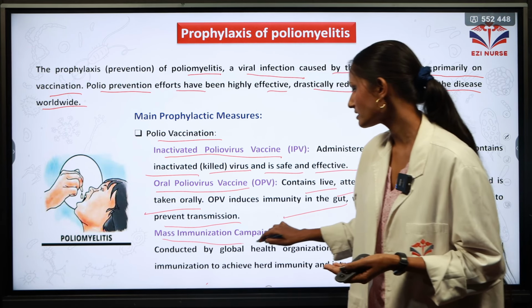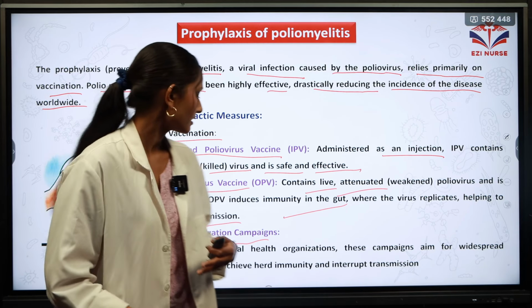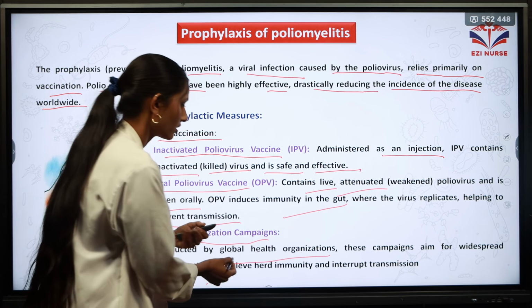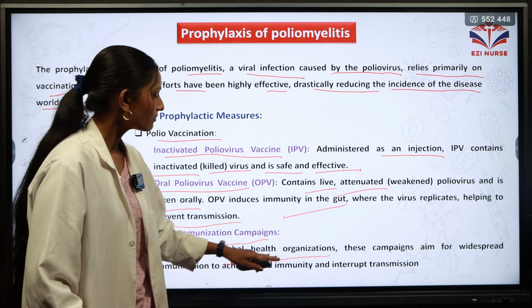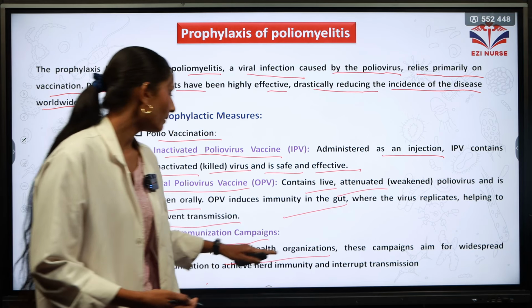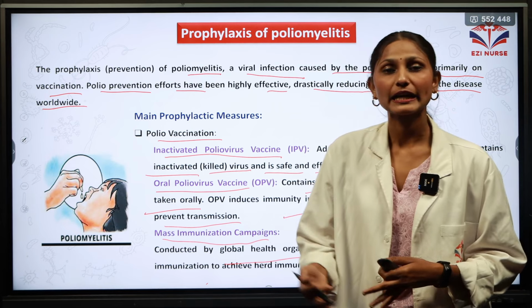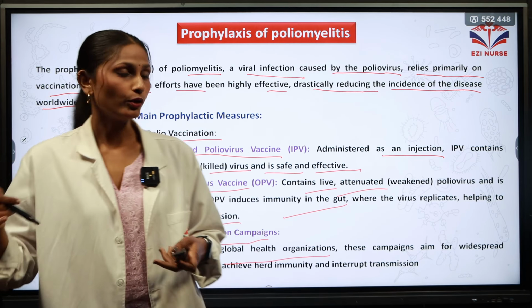The last one is the mass immunization campaign. In the mass immunization campaign there will be awareness, and work done by the Global Health Organization. The campaigns aim at widespread immunization to achieve herd immunity and interrupt transmission. So this Global Health Organization will arrange the campaign against the spreading of the poliovirus, and they will arrange the vaccination against the poliovirus.